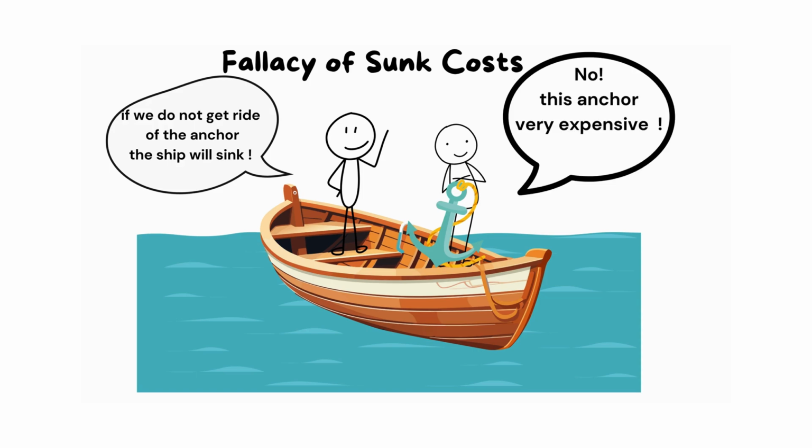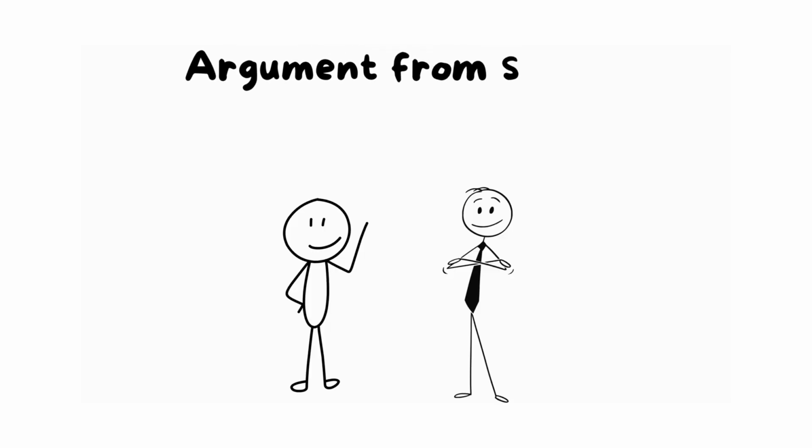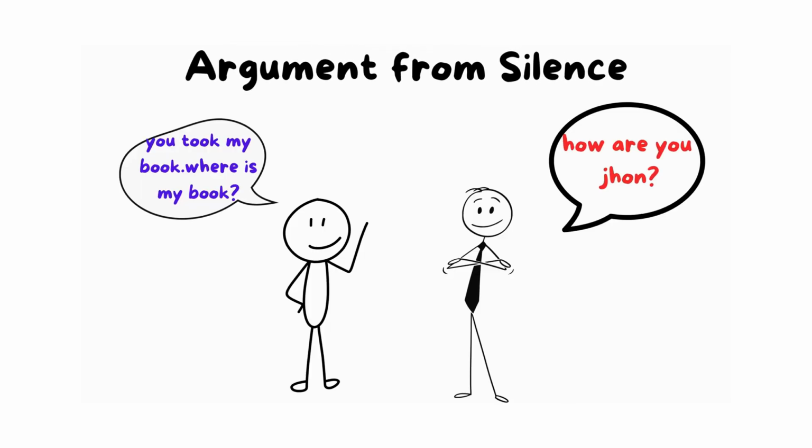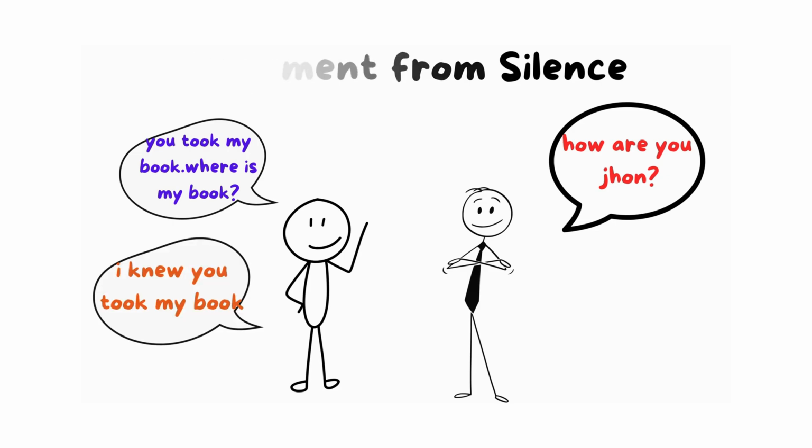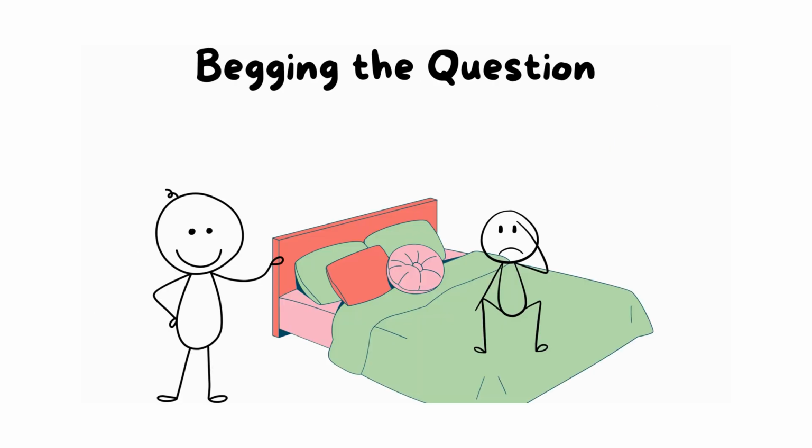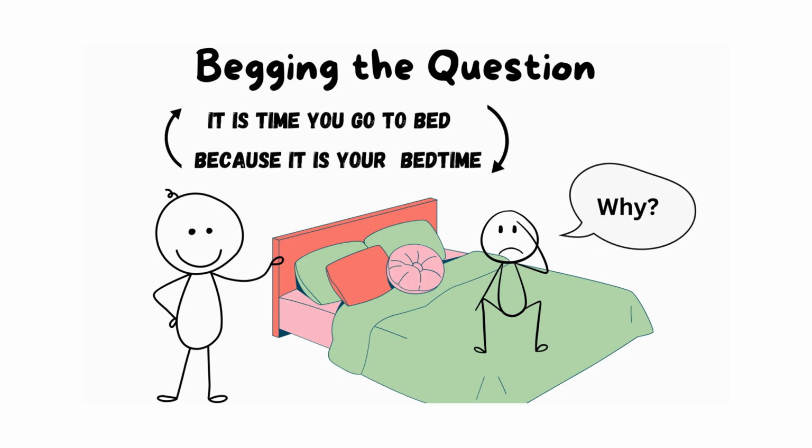as time, money, or effort, even when those resources are now irrelevant to the decision. Argument from silence. This happens when someone argues that a lack of evidence or response proves their point. Begging the question. This occurs when someone assumes the truth of the conclusion in the premises of the argument.